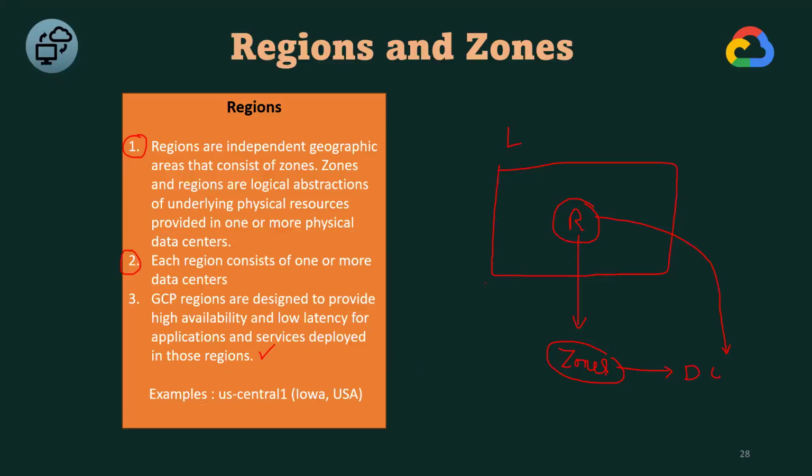For example, one of the regions is US Central 1. In Iowa, in USA, you have one of the regions, that is US Central 1. What is a region, sir? It is an independent geographic area within a location. It also has a collection of zones. A collection of zones is nothing but a collection of data centers only.